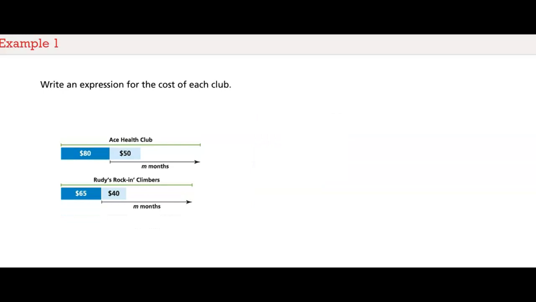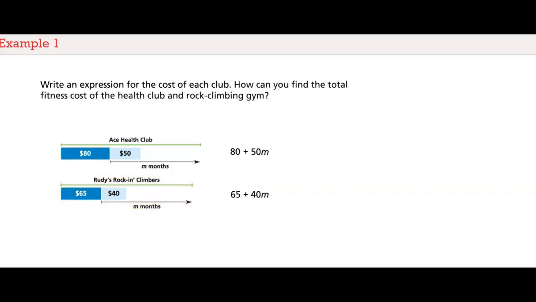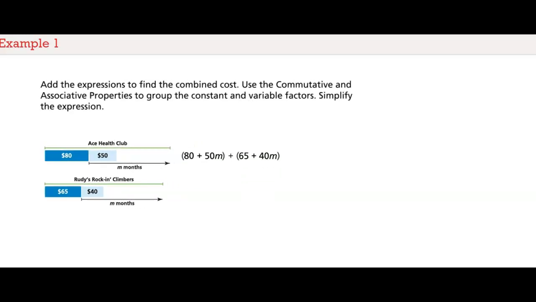Now, write an expression for the cost of each club. The cost for ACE Health Club can be expressed as 80 plus 50 times M. And the cost for Rudy's rock climbing can be expressed as 65 plus 40 times M. How can you find the total fitness cost of the health club and the rock climbing gym? You can add the expressions to find the combined cost.